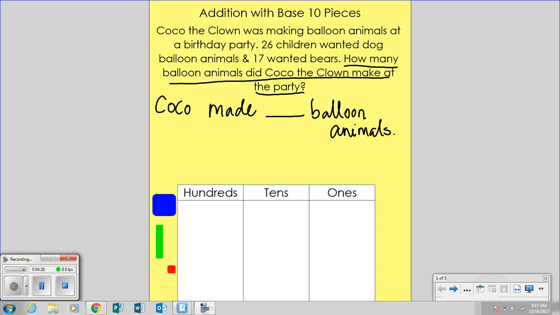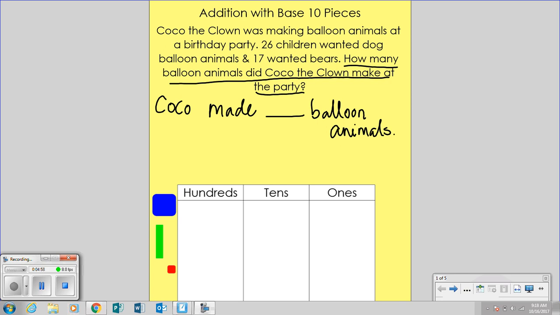McKenna? Adding. How do you know? Because it says addition with base 10. Okay, assuming there was no title, how would you know? Because if you wanted to put numbers together, then you would want to add. Yes. Yeah, we are putting two groups together. When we do that, that is addition.